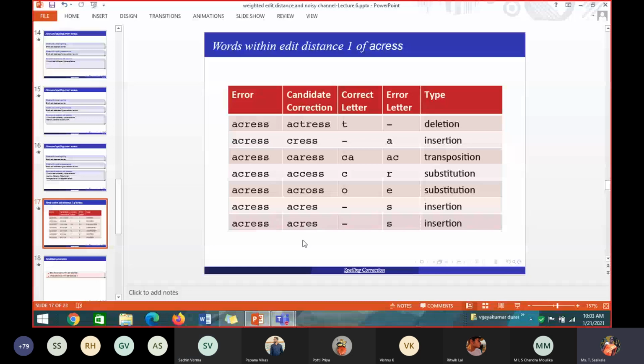A set of words with similar spellings and similar pronunciation for the error word is called a candidate set. So I have identified seven words; you can identify any number of words. I have identified seven words based on similar spellings and similar pronunciation. So that is called a candidate set. See, this is my error word, this is my candidate word, and what edit operation do I have to apply, what change do I have to make to go from the correct word to an incorrect word?